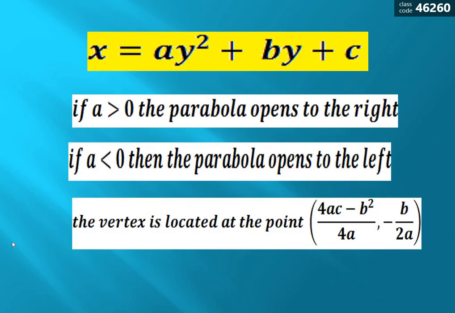So let's see. If this time the left part is the x and the right side are y's, we have x equals ay squared plus by plus c. If a this time is greater than 0, the parabola opens to the right. If a is less than 0, then the parabola opens to the left. And the vertex is located at the point 4ac minus b squared, the discriminant, all over 4a. Then, for k, we have negative b over 2a. So, we can follow this.